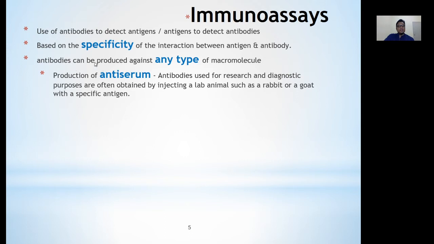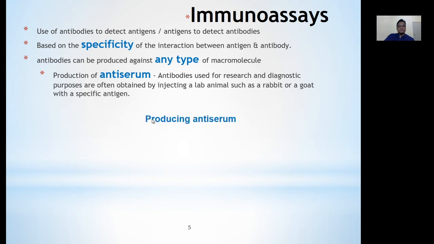Antibodies also can be produced against any type of macromolecule. We are talking about a long list of materials that can be detected by immunoassays, close to thousands, I believe. And the produced antibodies are known as antiserum. Antiserum is antibodies used for research and diagnostic purposes, and they are often obtained by injecting a lab animal such as a rabbit, goat, horse, or many other animals with a specific antigen.